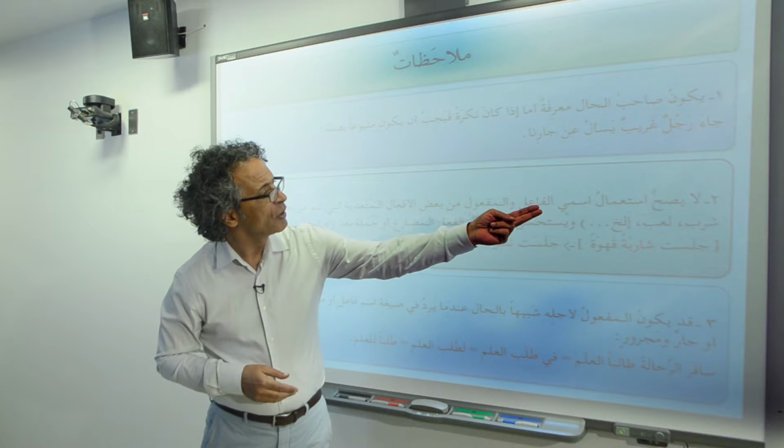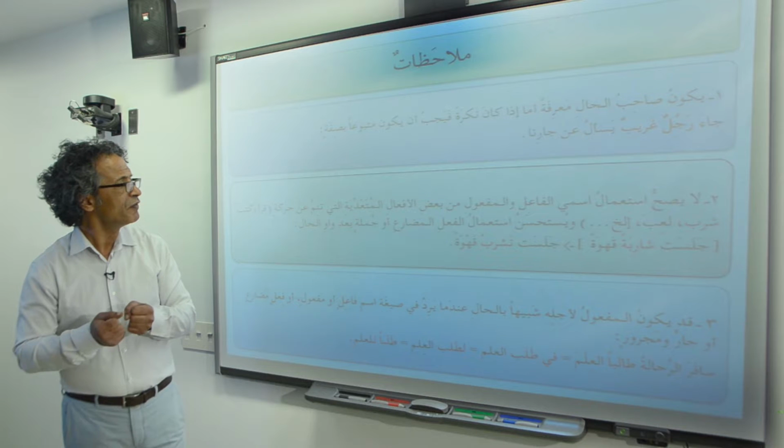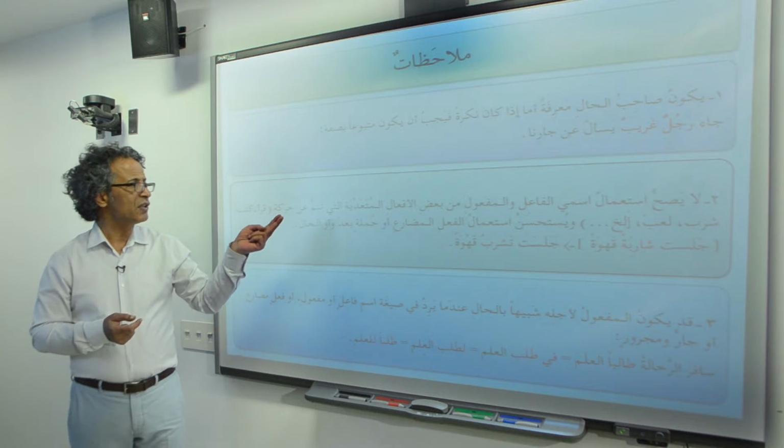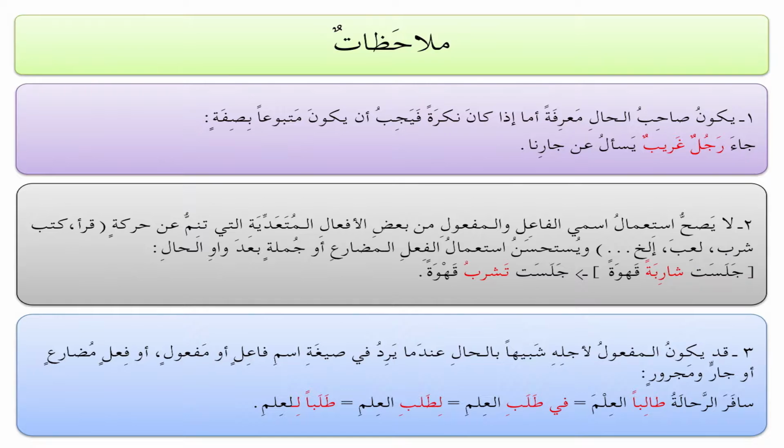لا يصح استعمال اسمي الفاعل والمفعول من بعض الأفعال المتعدية التي تنم عن حركة: قرأ، كتب، شرب، لعب إلى آخره. It's not possible to actually have اسم الفاعل or اسم المفعول out of some verbs that tend to be transitive and that denote some action. For example, قرأ, to read, كتب, to write, شرب, to drink, and لعب, to play, etc.